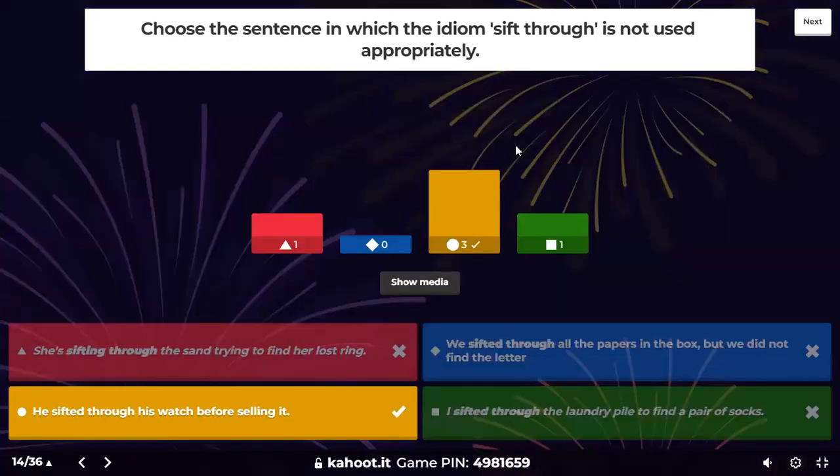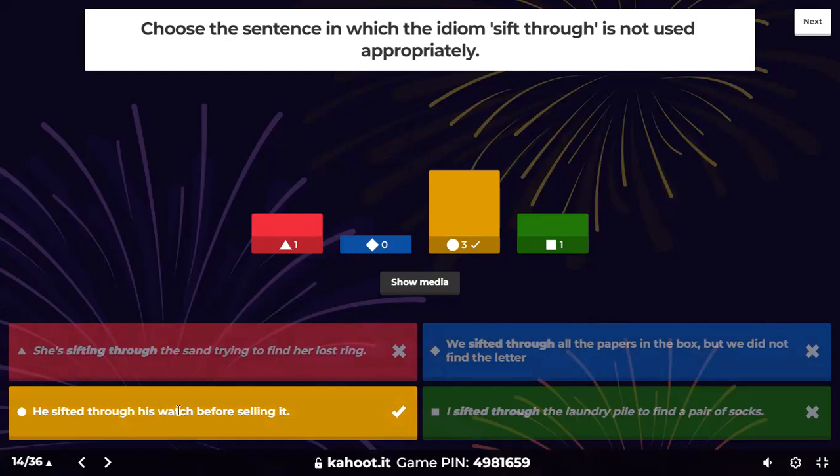Okay, well, three of you have got the correct answer. This is fine. Now, she's sifting through the sand. Okay, يعني تقلب في الرمل, trying to find her lost ring. This is fine, no problem with it. We sifted through the papers in the box, but we didn't find the letter. This is fine, no problem.